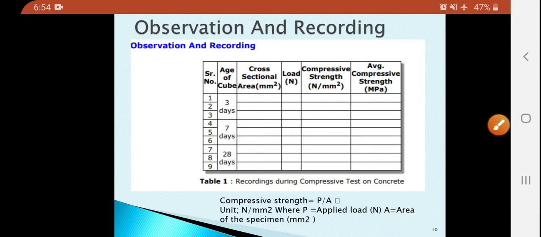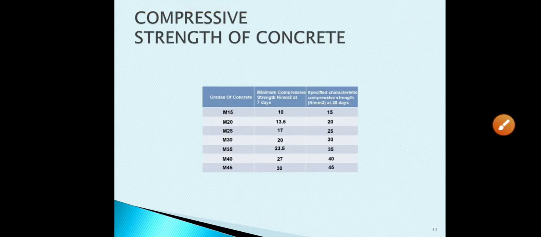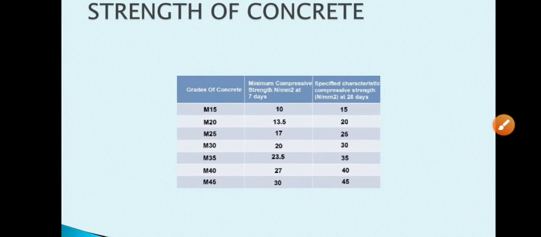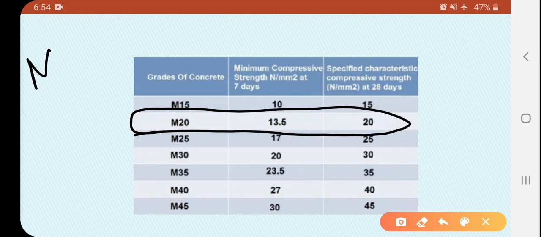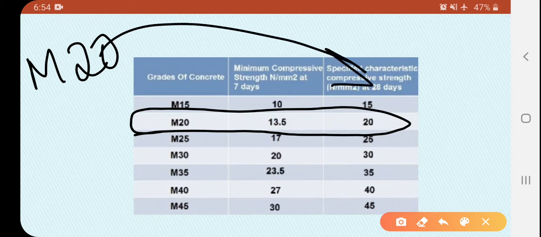Applied load will be P, and the area of the specimen will be in terms of Newton per mm square. So here see the strength of the property, as we already told, M20. What do you mean by M20? M is nothing but a mix, and 20 indicates the compressive strength of the aggregate. You can refer here, for 28 days the compressive strength for M20 grade will be 20 Newton per mm square. It should not be less than M20, nothing but 20 Newton.